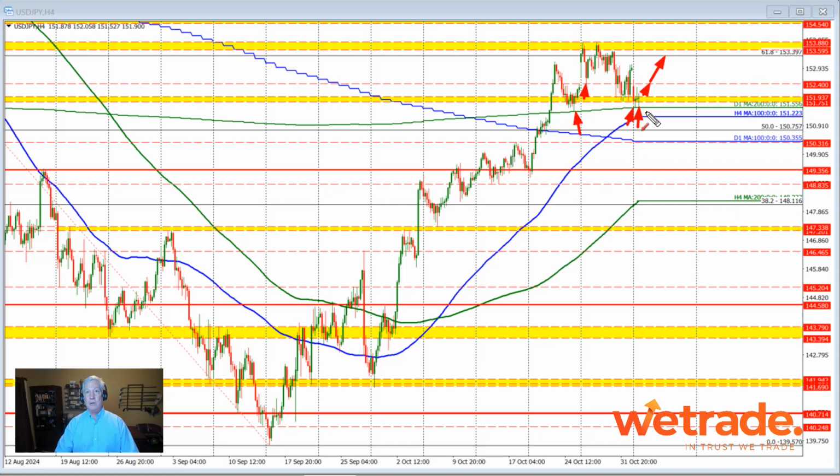If you do break below the 100-day moving average, we still have a bunch of support targets to get to and through, including the 100 bar moving average on the 4-hour chart, the 50% retracement of the move down from the high, going back to I think it's July at 150.75, and then the 100-day moving average at 150.33. So all these levels become key targets on the downside to get to and through. First one is the 200-day moving average.